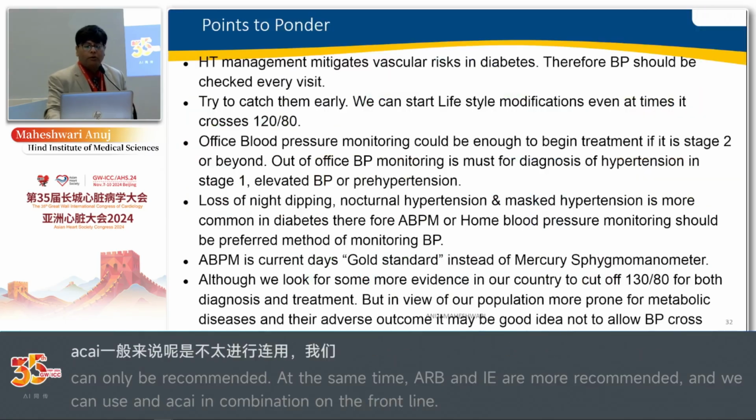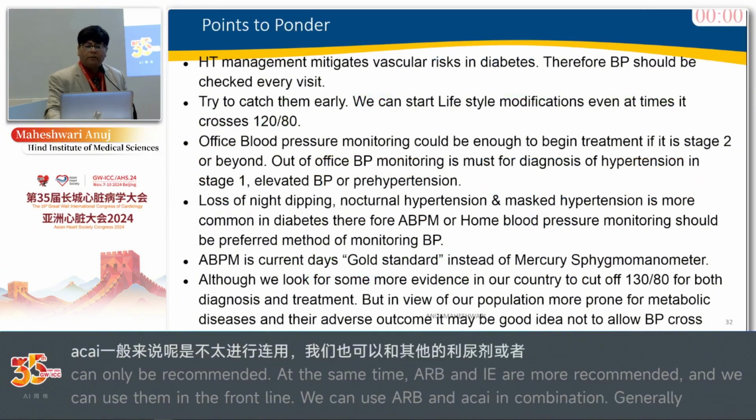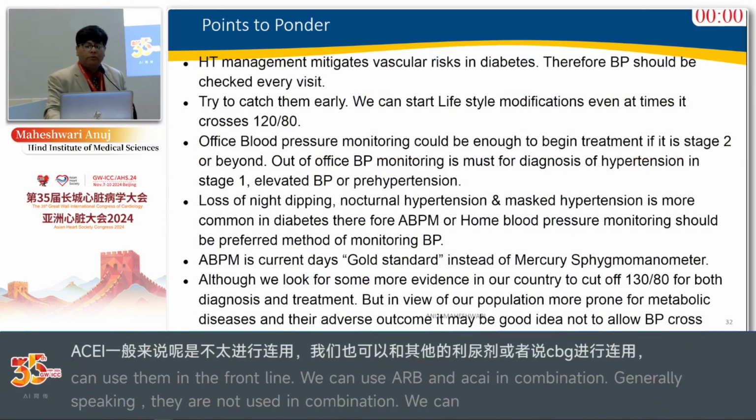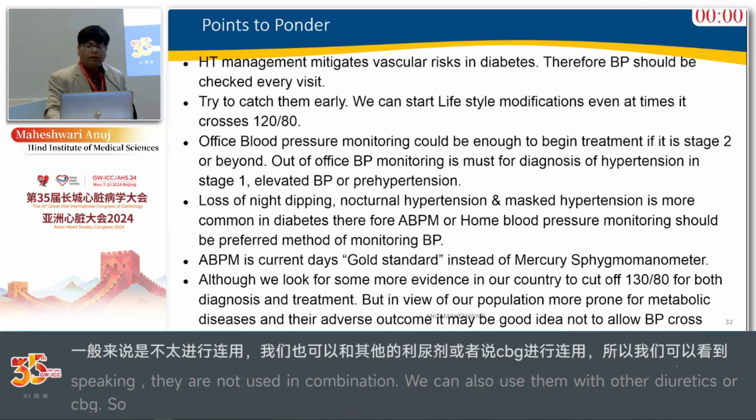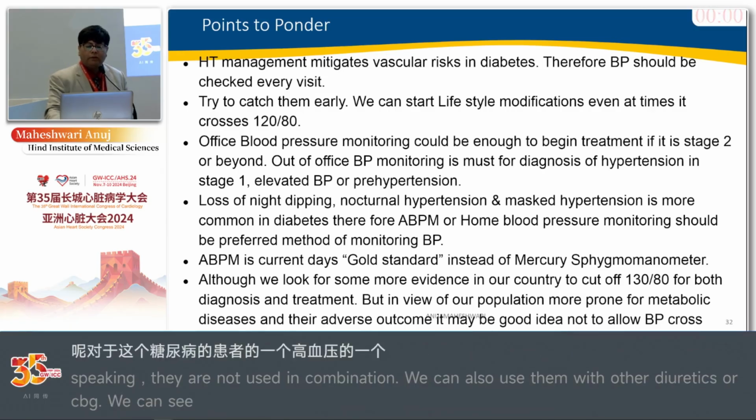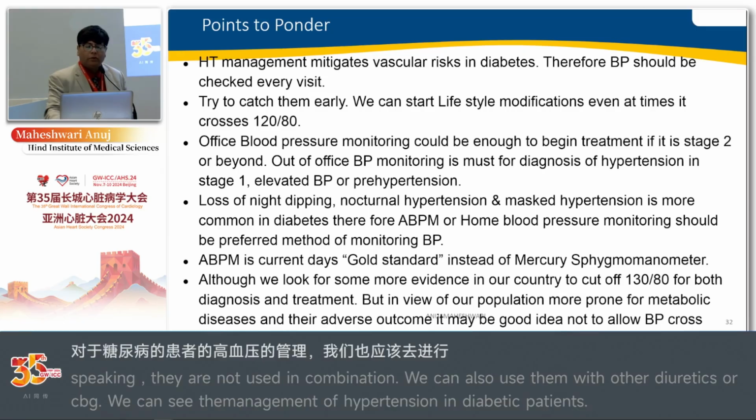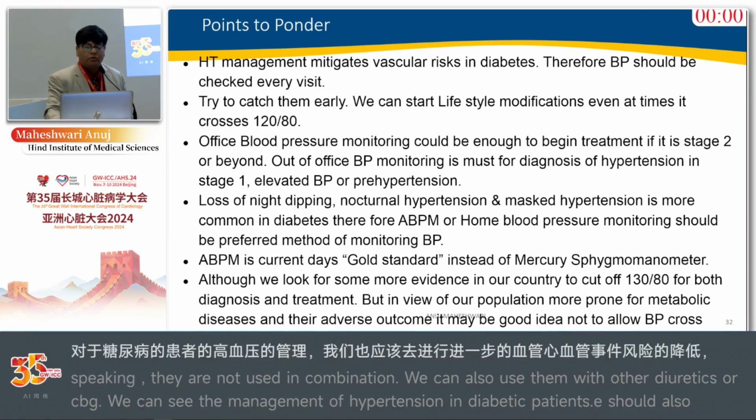So, points to ponder: hypertension management mitigates vascular risk in diabetes. Therefore, BP should be checked at every visit. Try to catch them early. We can start lifestyle modification even when BP crosses 120/80. Office blood pressure monitoring could be enough to begin treatment if it is stage 2 or beyond.